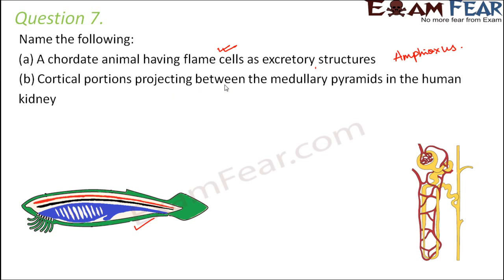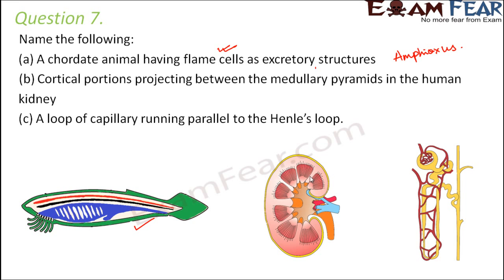Next is cortical portions projecting between the medullary pyramids in the human kidney. So let us look at the human kidney. This is how the kidney looks like. Which are the pyramids? These are the medullary pyramids, these structures. So what is there in between the medullary pyramids? They are the cortical portions, that is a part of the cortex, looks like columns. So these columns are known as renal columns, or they are also known as columns of Bertini. So both are the same thing.